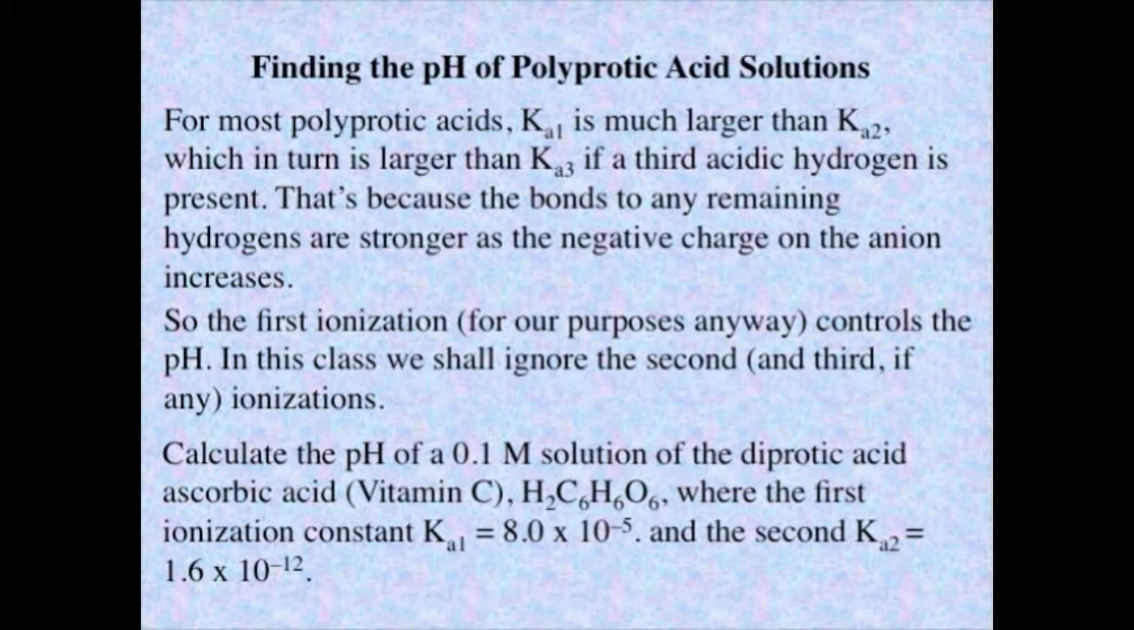So calculate the pH of a 0.1 molar solution of the diprotic acid ascorbic acid, which you may know as vitamin C, where the first ionization constant is 8 times 10 to the minus 5, and the second is 1.6 times 10 to the minus 12. Turn your playback off, try it, come back, and then we'll discuss it.